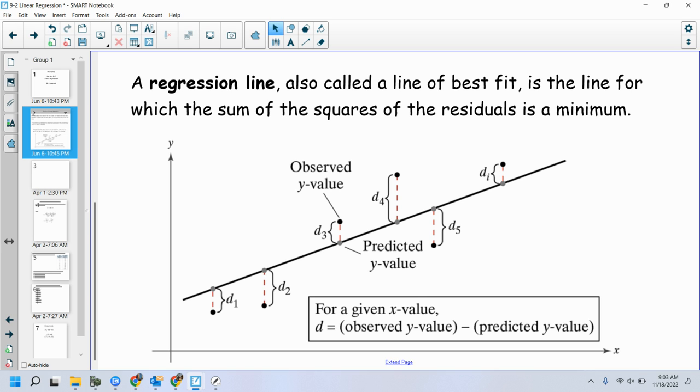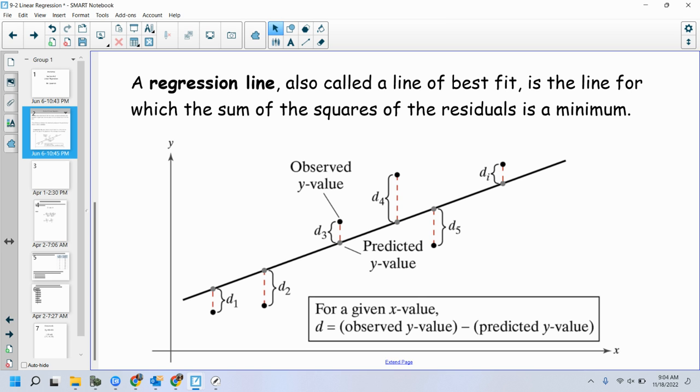So what we're doing here is taking these residual values, and they're different size for each piece, and finding the minimum that they could possibly be. Okay. The sum of squares of the residual values, and then making that as small as it could possibly be.